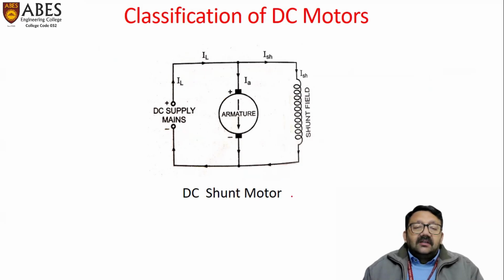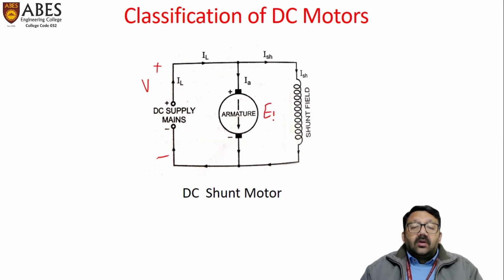Now, moving to the next category of motor, that is DC shunt motor. As the name suggests, shunt motor. So in this type of motor, the entire field winding is connected in parallel with the armature, and armature and field winding both are energized by a DC source. So this is the supply voltage. This one is positive and negative.